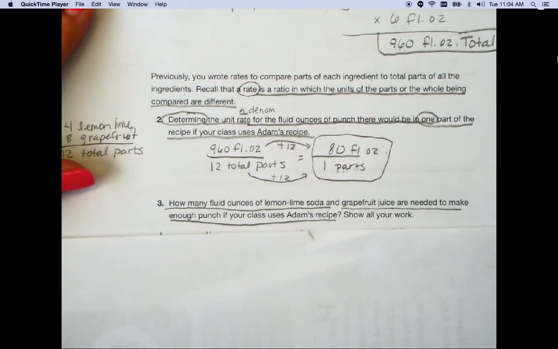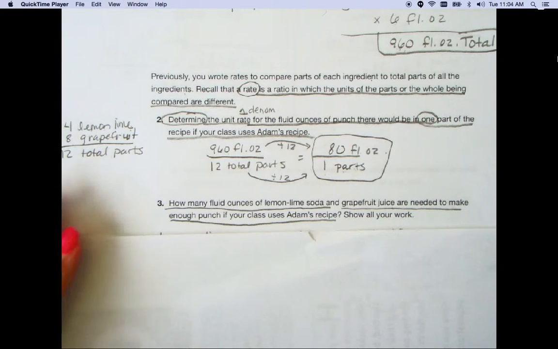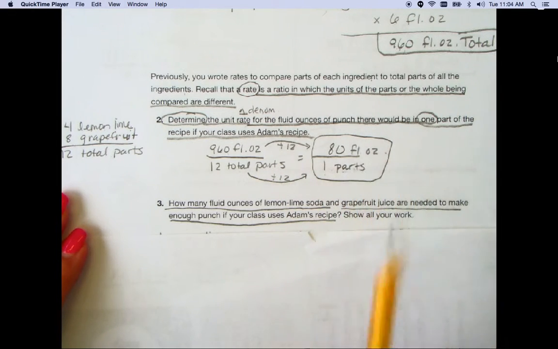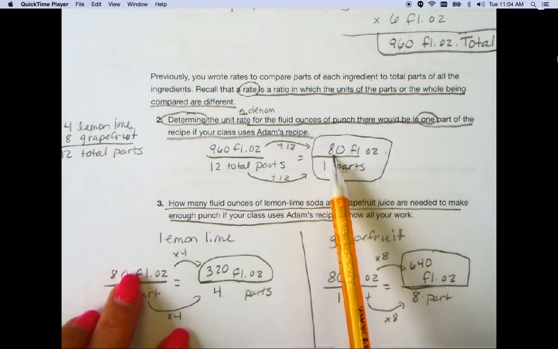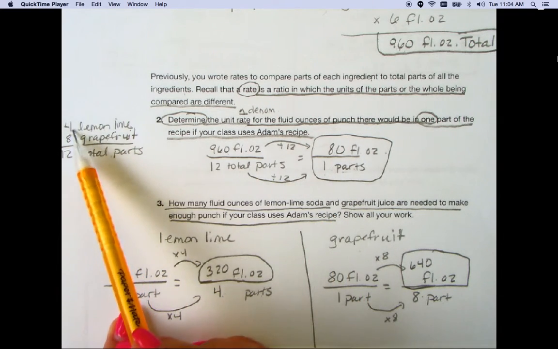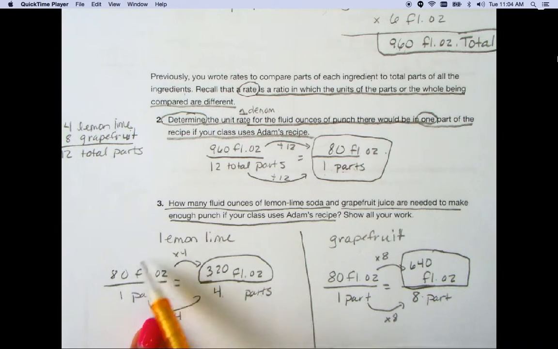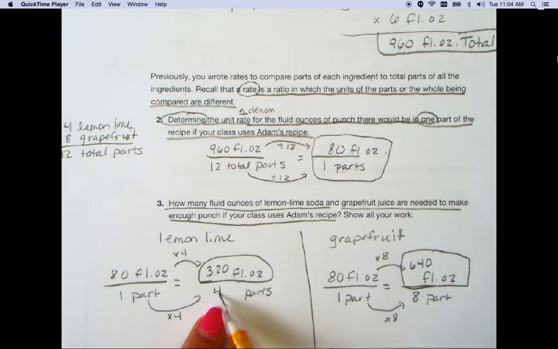Next question asks me, how many fluid ounces of lemon lime soda and grapefruit juice are needed to make enough punch if we use Adam's recipe? So again, I'm using Adam's recipe. I'm using this ratio, so I'm going to rewrite this. I'm going to first do the lemon lime. So 80 fluid ounces is one part. Lemon lime had 4 parts. So I have 4 parts of lemon lime. I'm scaling up, times 4, times 4. We will need 320 fluid ounces to make the 4 parts for the lemon lime.